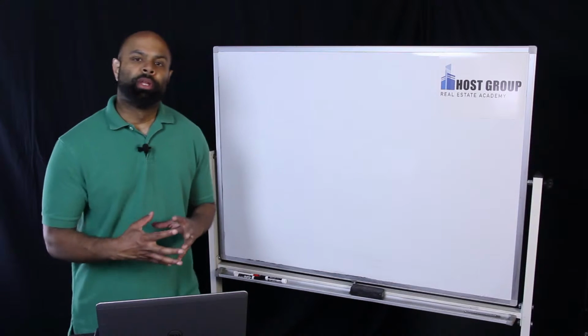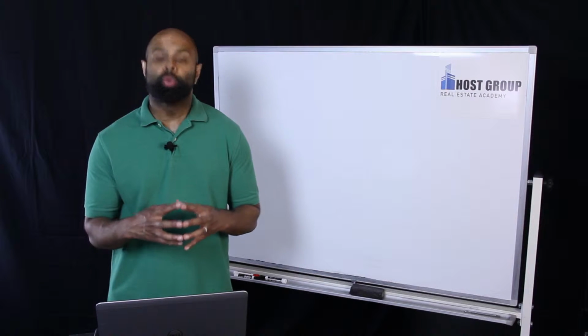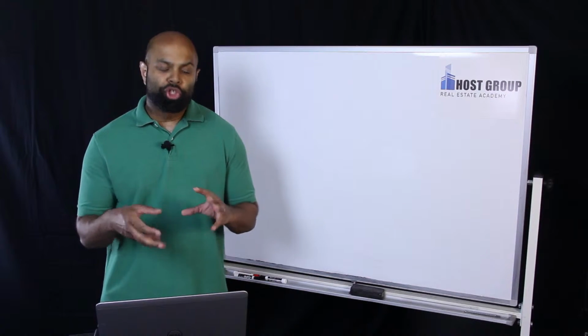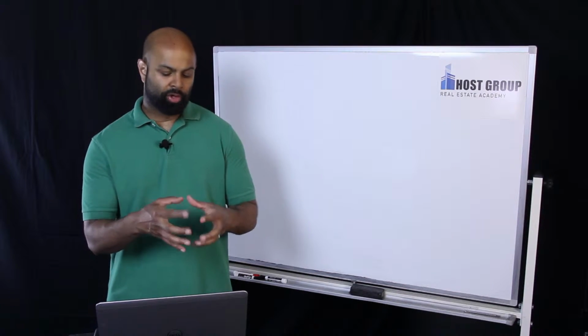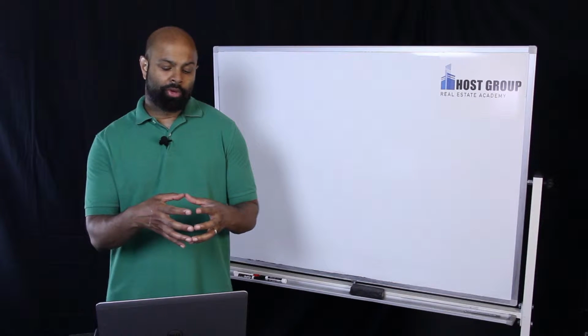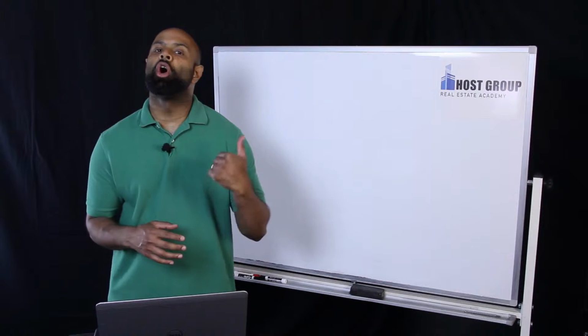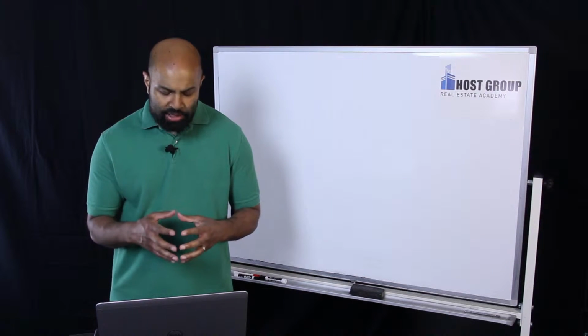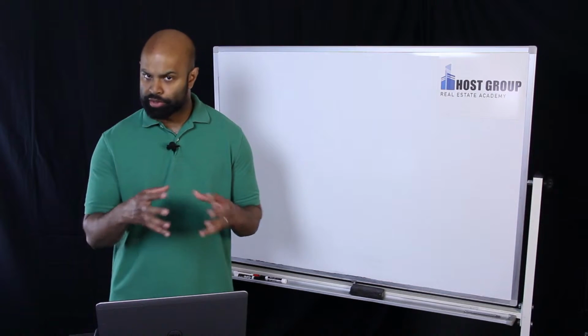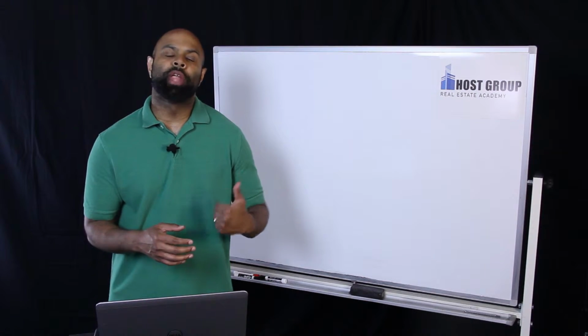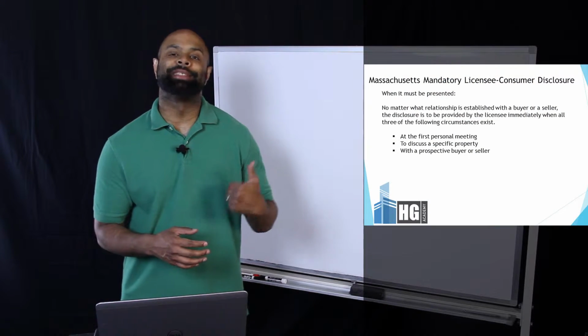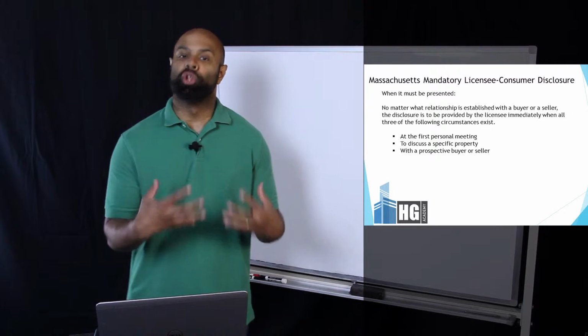The next section we're going to be discussing here in Massachusetts, when we're practicing brokerage, is when certain events happen. There's really two critical components when we're dealing with either a rental or a sale. Here in Massachusetts, on a sale, what has to be given to the interested parties during specific events is a disclosure named the Massachusetts Mandatory Licensee Client or Consumer Disclosure Form.